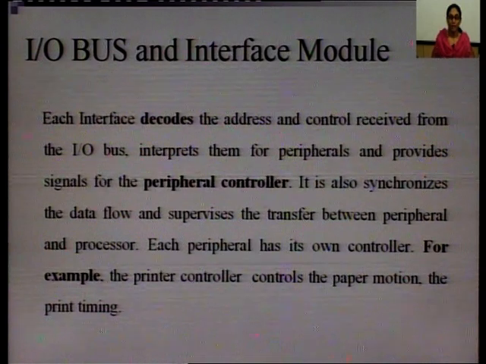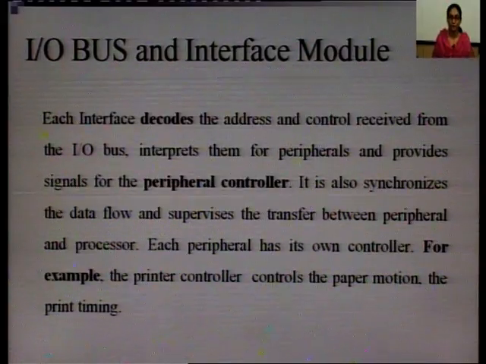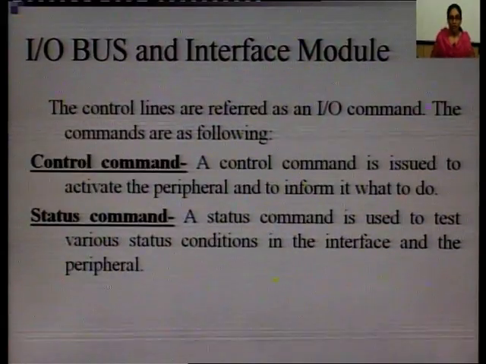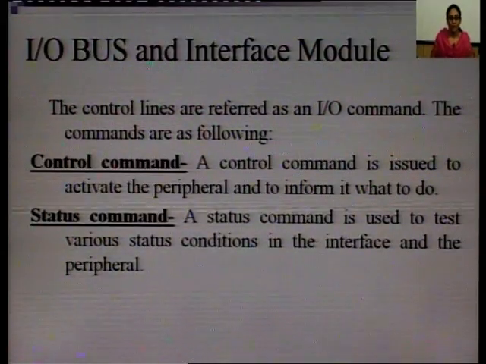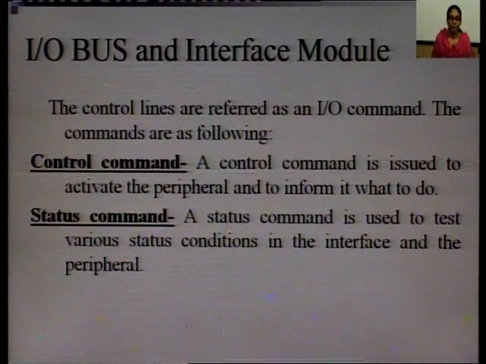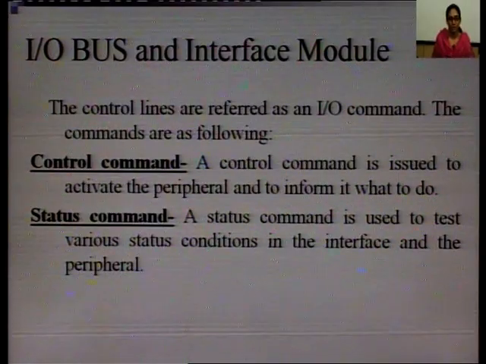So each peripheral has its own controller. Suppose we are using a printer, the printer controller controls the paper motion and print timing. The control lines which are used are referred to as the input output commands. So there are four commands: control command, status command, input data command and output data command.